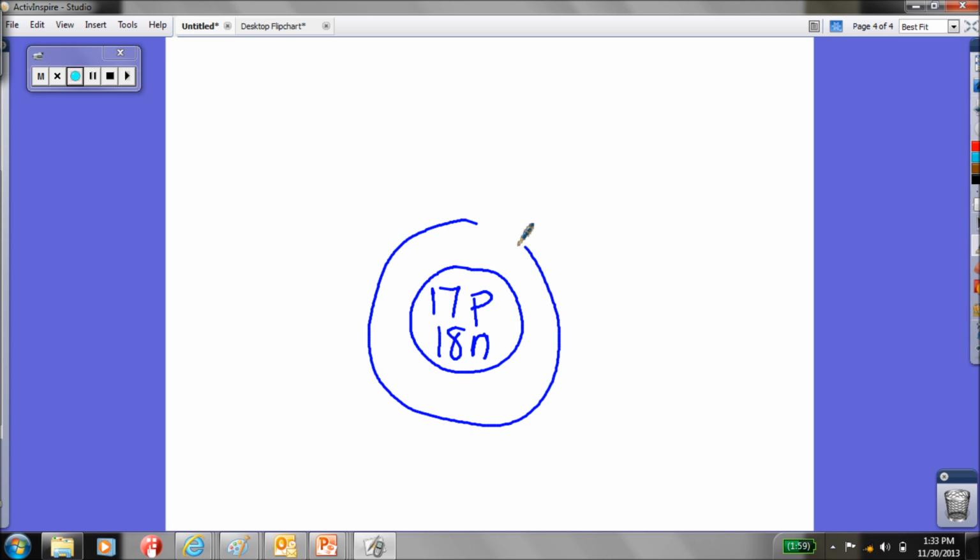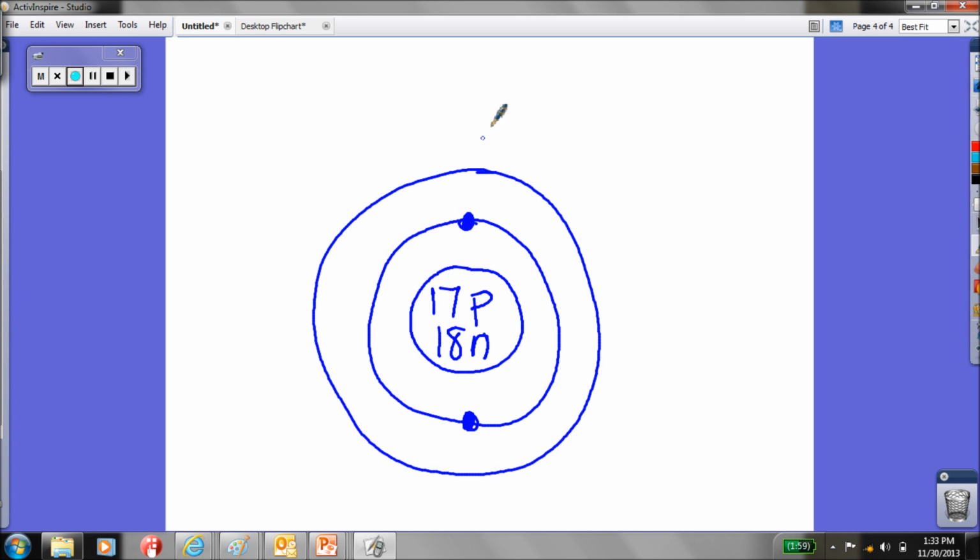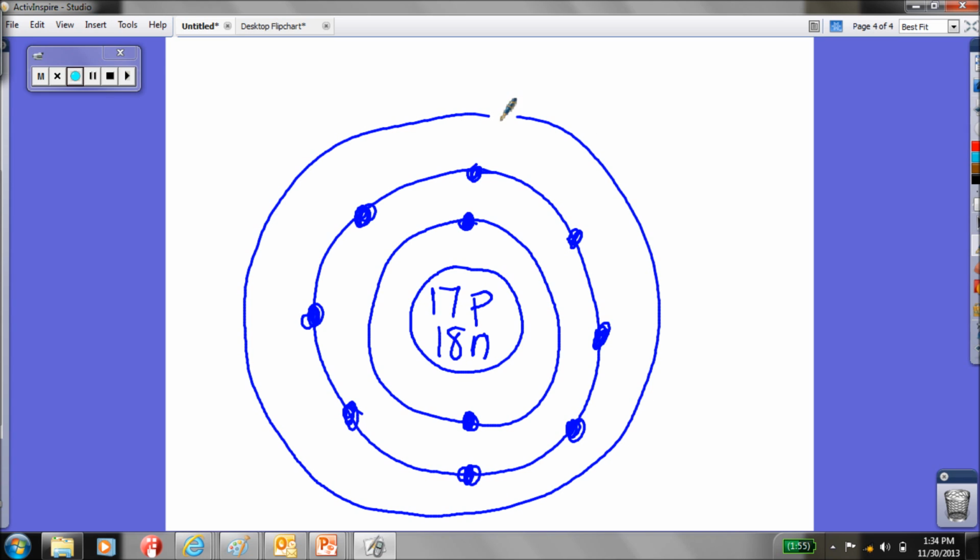So let's draw the electrons in their shell. The first shell can only have 2 electrons. So we draw those 2. And then we have to start filling up the next shell. The next shell can have 8 electrons. So I have 2 in my first shell, 3, 4, 5, 6, 7, 8, 9, 10. I still need to add more electrons because I need to get all the way up to 17. So I have to add another shell. So 11, 12, 13, 14, 15, 16, 17. So here's my chlorine atom.